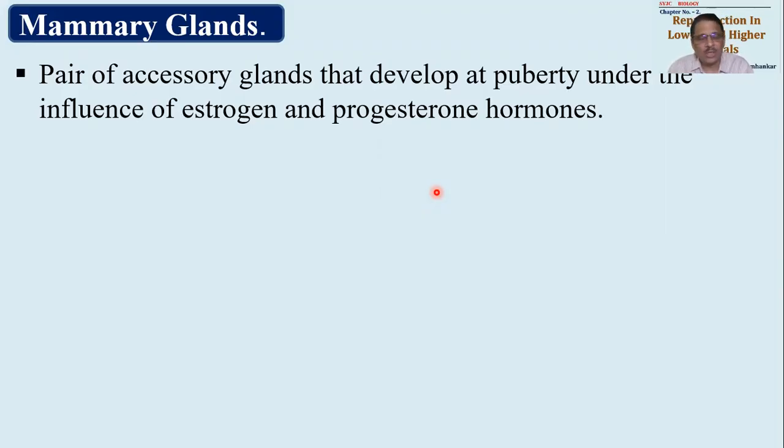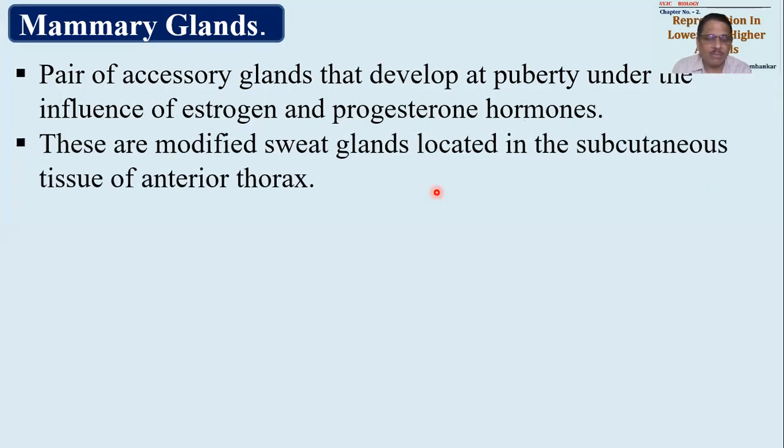These accessory glands are present in both male and female, but develop in female at the time of puberty under influence of female sex hormones. There are two female sex hormones, estrogen and progesterone. You must be knowing it. So under the influence of these hormones, it will start developing, and then it will become active during pregnancy.